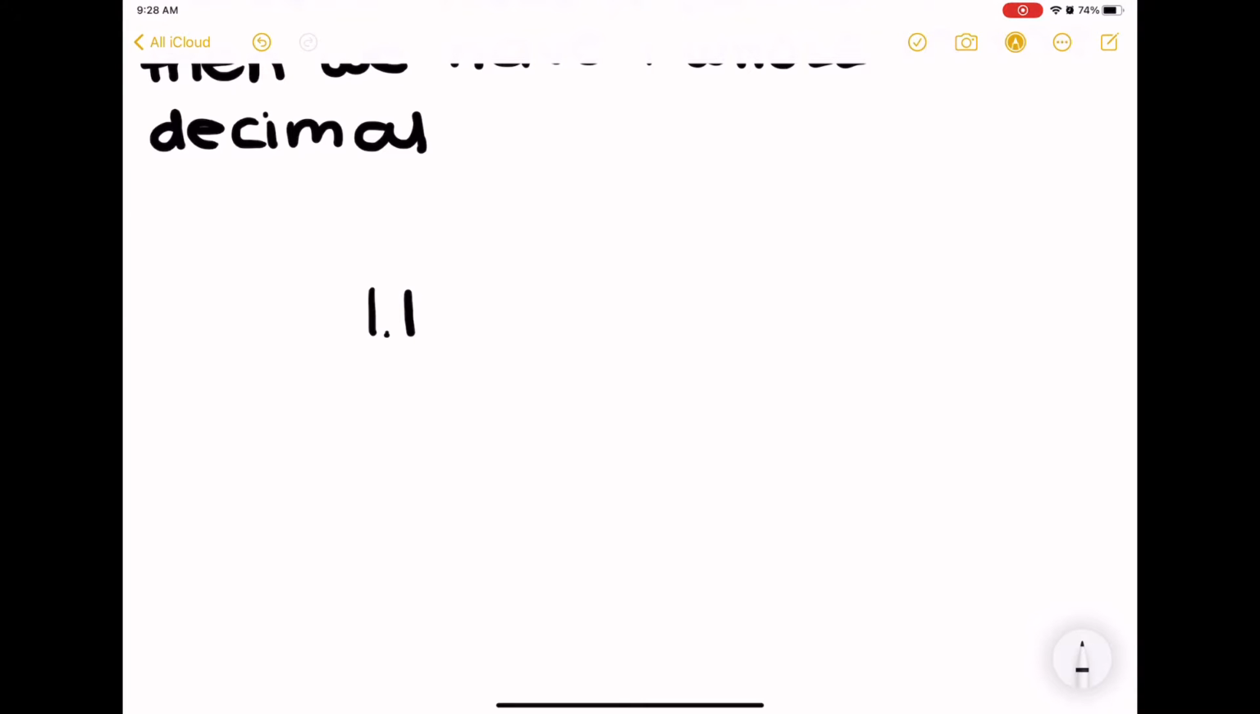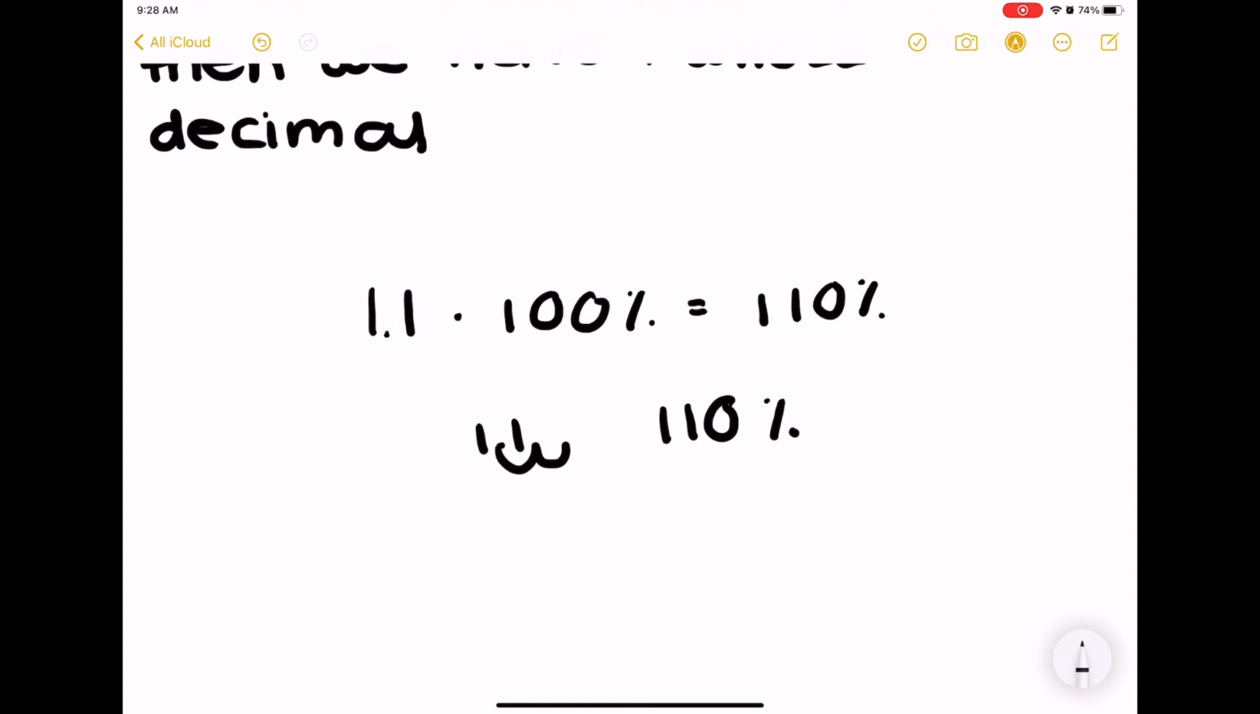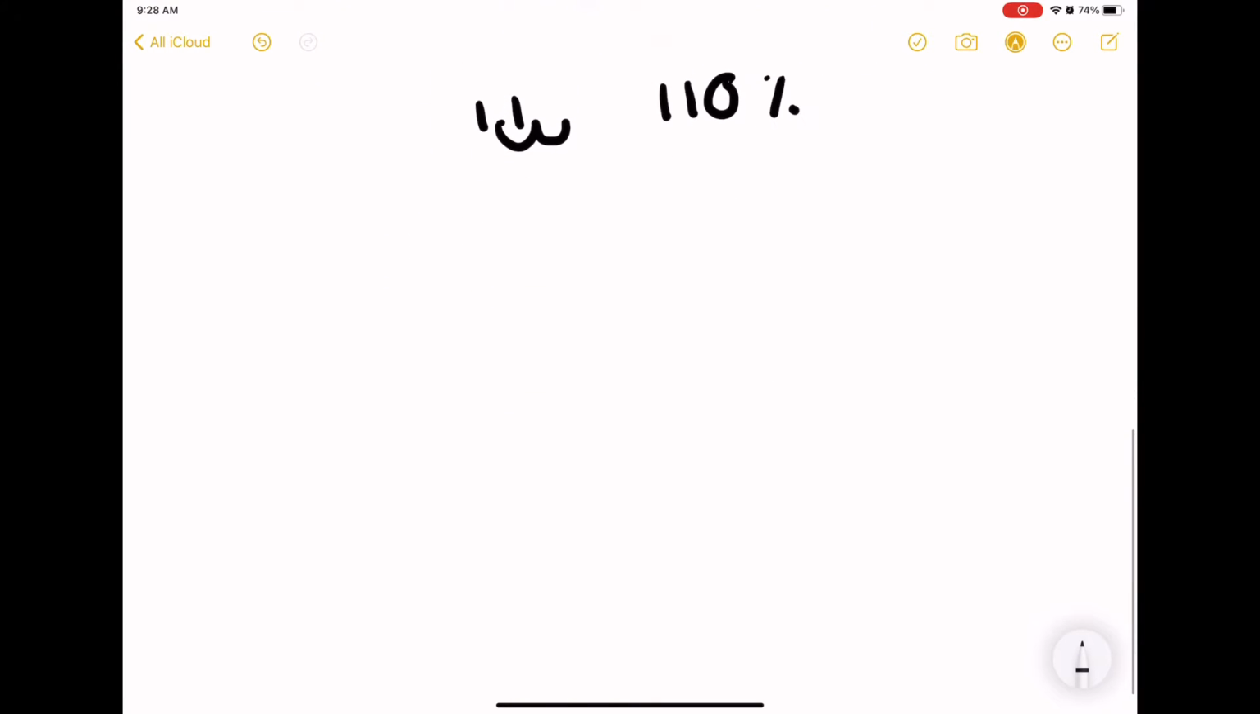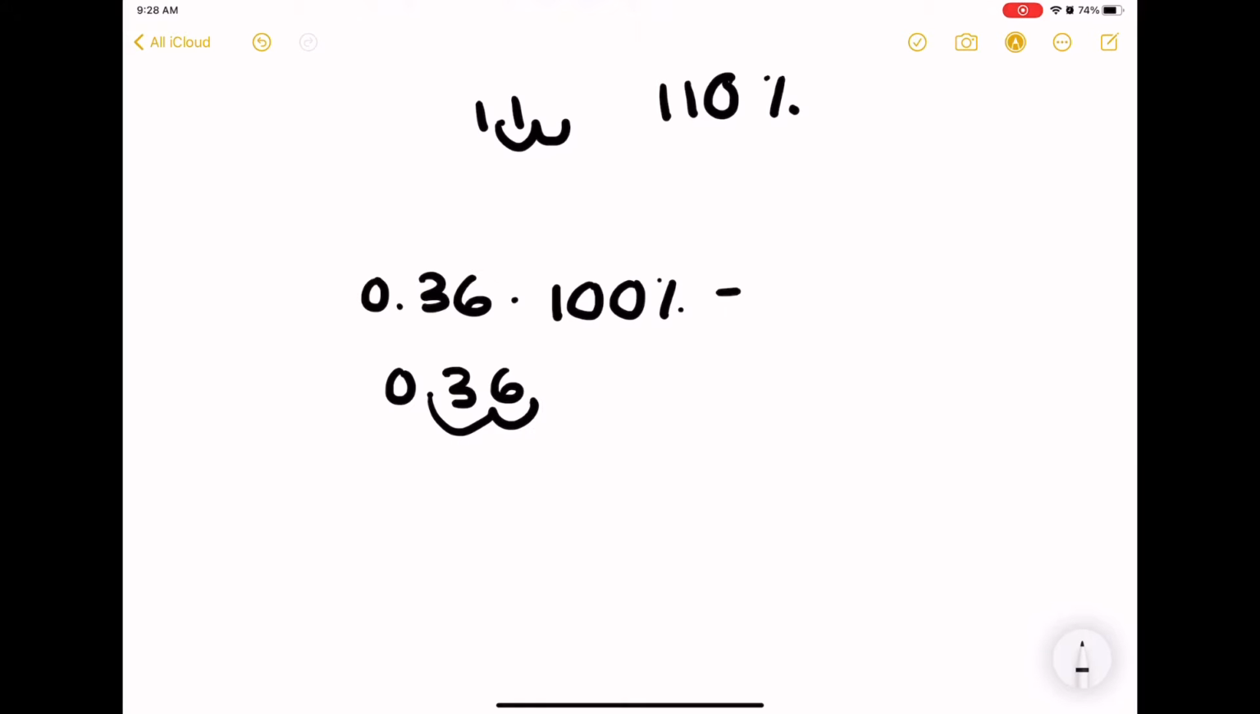So let's say 1.1 for example, there's one whole. And how would we convert this to a percent? It's very simple. You just multiply by 100%, or you move the decimal place 2 times to the right and add a percent sign. So 1.1 is 110%. As you can see, in this case, we have more than 100 in the percent form, but we also have that in the decimal. So hopefully that makes sense.